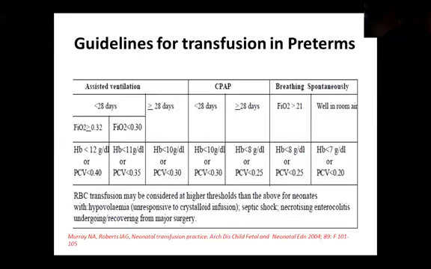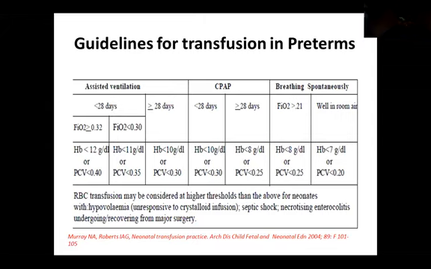So now we have seen in transfusion what the issues of transfusion are. Now we'll go to the guidelines for transfusion. There are two guidelines, one for preterms as well as term babies. If the preterm is on assisted ventilation and is less than 28 weeks old, more than 28 days old.